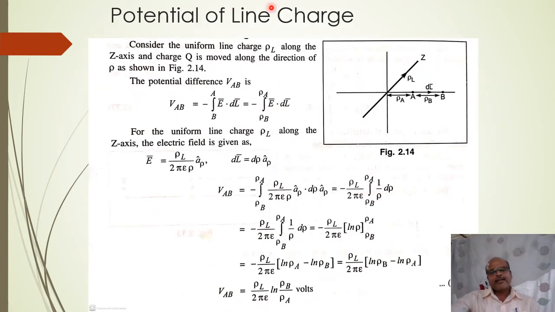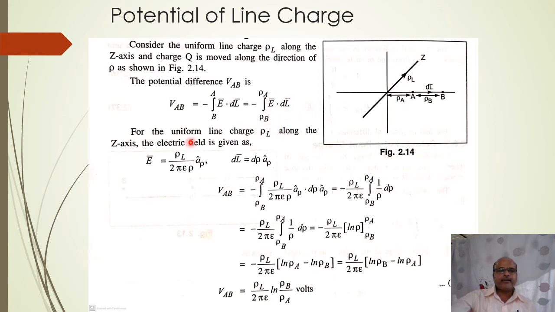Next, the potential of a line charge. In the case of a line charge, we have to derive it. Consider the uniform line charge rho L along the z-axis, and charge Q is moved along the direction of rho. So the potential difference VAB is equal to minus integral from B to A of E dot dL. Put the limits, that is minus integral from rho B to rho A of E dot dL.